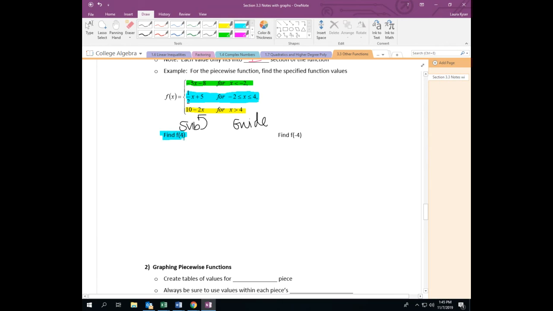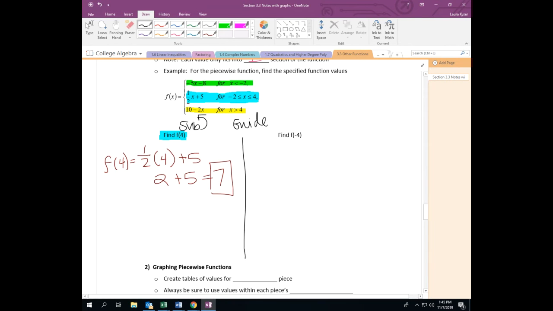So we're going to use the blue stuff to find our function value. That means I am substituting into this function here. 1/2 times 4 plus 5. And now we evaluate. 1/2 times 4 is 2, plus 5 is 7. This is your function output, which is the solution to this particular problem. This 4 does not go into any of the other places. It fits in this middle category. So we're done.